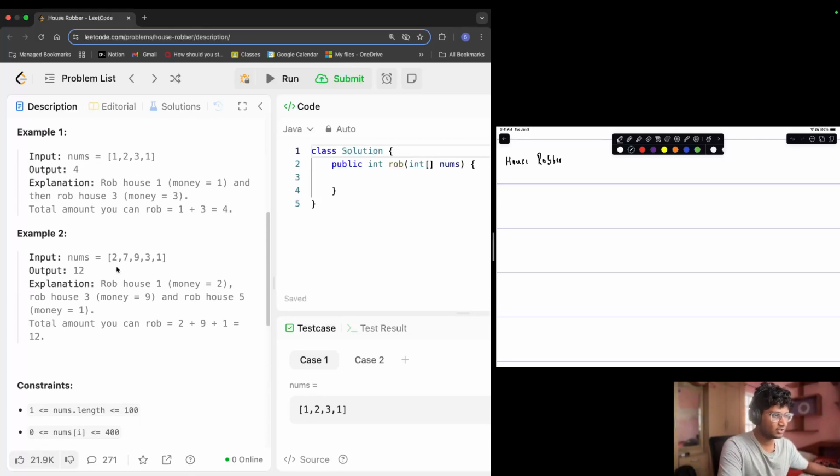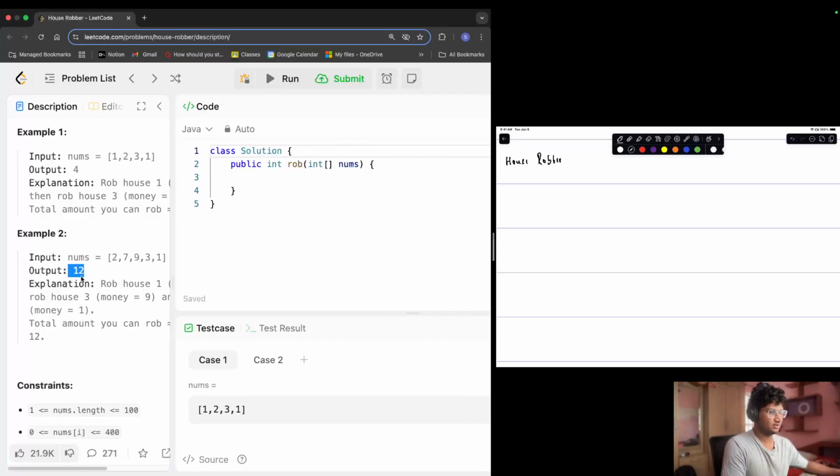Similarly, over here, I can either start with house 2, or I can start with house 7. If I start with house 2, I cannot rob house 7, because the police will be alerted. So I'll go for 2, I'll go for 9, and then I'll go for 1. Or another way is I can go for 7, and I can go for 3, right? So if you see, 2, 9 and 1 is the best option, and we get a total profit of 12.